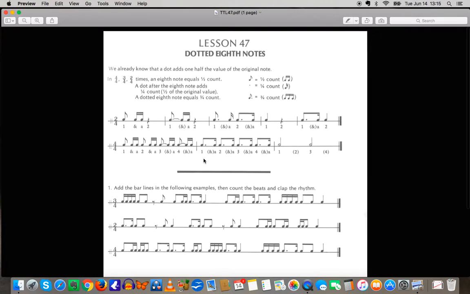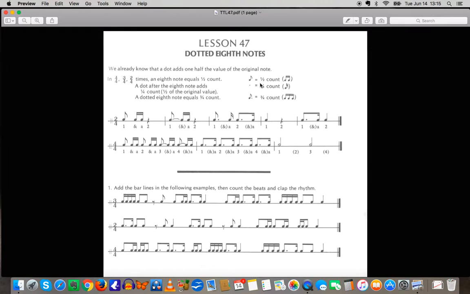We're going to talk about dotted eighth notes. It's the same principle as dotted quarter notes like we did before. I forget which lesson that was. If you have the book, look it up in the table of contents. But the principle is the same. Remember, it's all about fractions.